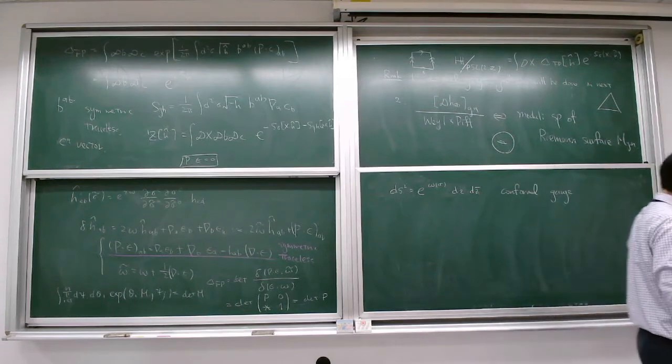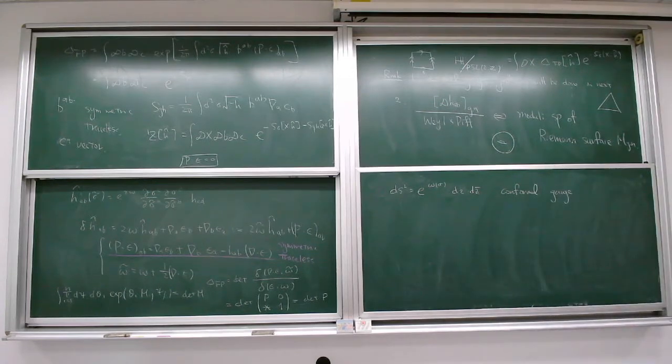So by using worldsheet diffeomorphism, you can always bring the metric of the worldsheet locally to be conformally flat. That's called conformal gauge.